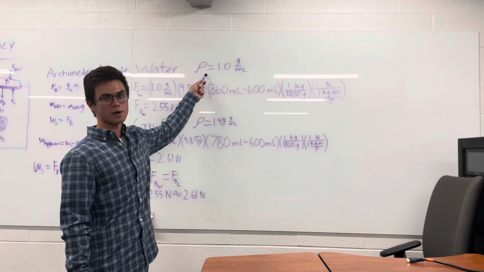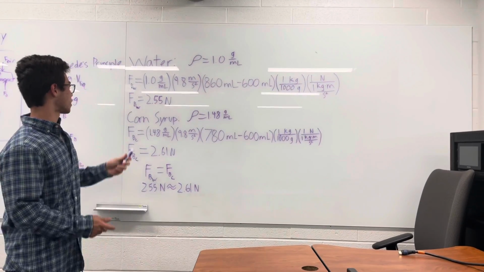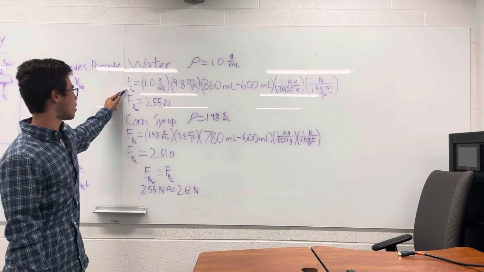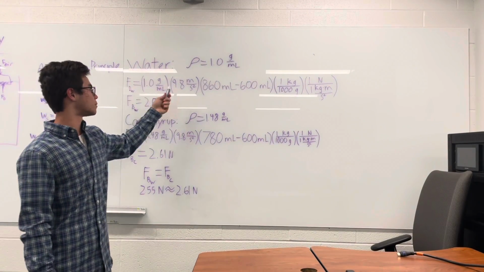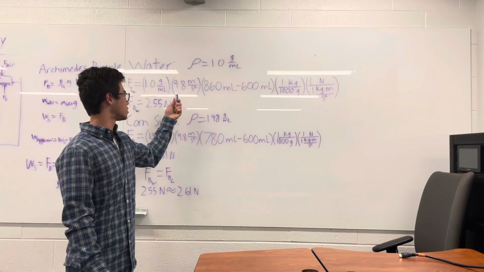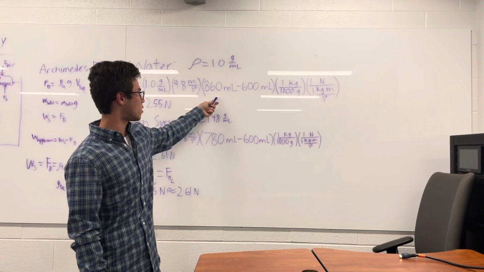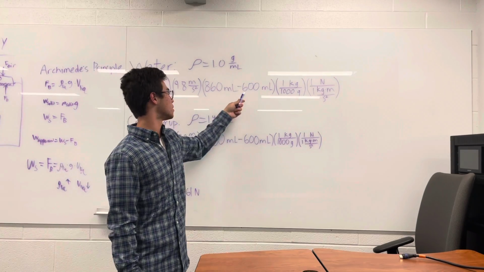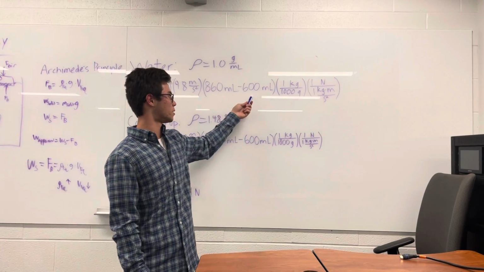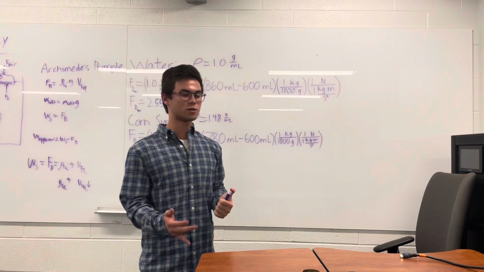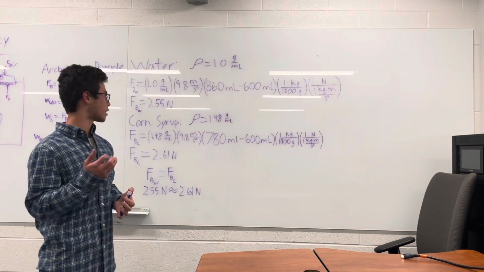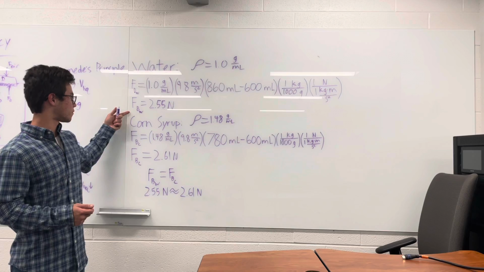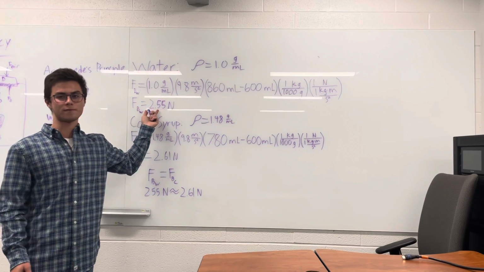The density of water is 1 gram per milliliter. So to calculate the buoyant force of the apple in the water, we have 1 gram per milliliter times 9.8 meters per second squared, which is the acceleration of gravity, times the volume of liquid displaced, which is the final volume minus the initial volume, which is 860 milliliters minus 600 milliliters. And then, using conversion factors, we can calculate that the buoyant force from the water on the apple is 2.55 newtons.